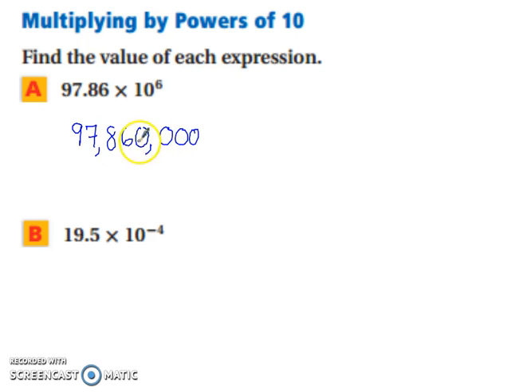One, 2, 3, 4, 5, 6, and it was between there. Alright, so now let's try B. Take a moment and pause the video and try it on your own.